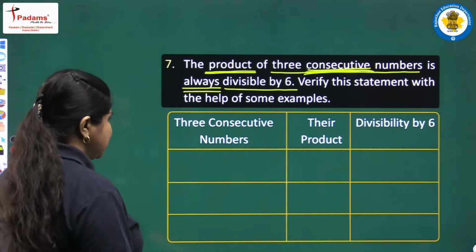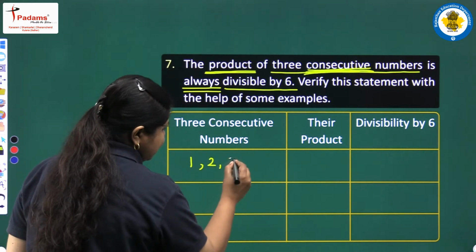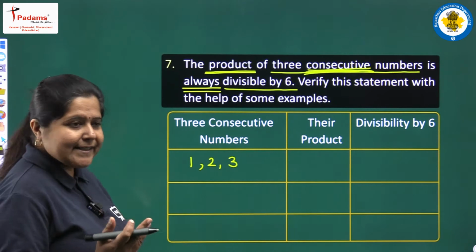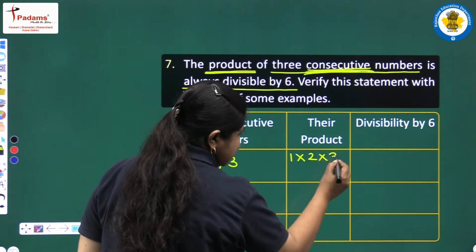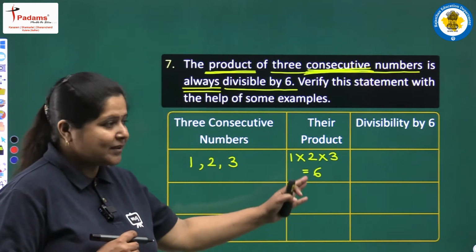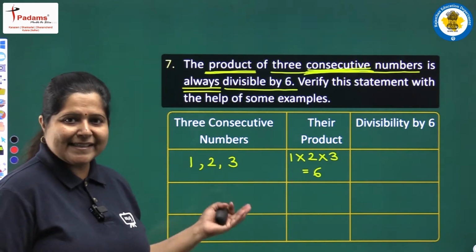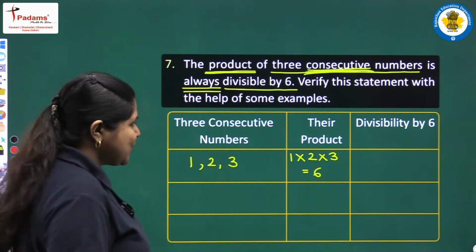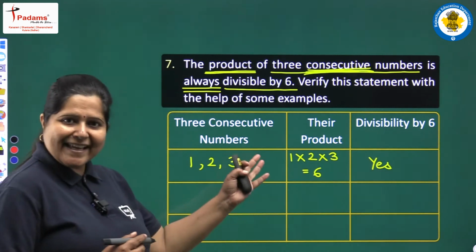Let us take 3 numbers as say 1, 2 and 3. These are the first 3 consecutive numbers. Now what is their product? Simply multiply the 3 numbers. What do we get? We get 6. Now is this 6 divisible by 6? Yes, because 6 ones are 6, it comes in its table and every number divides itself. So it is divisible by 6. So we write here yes.